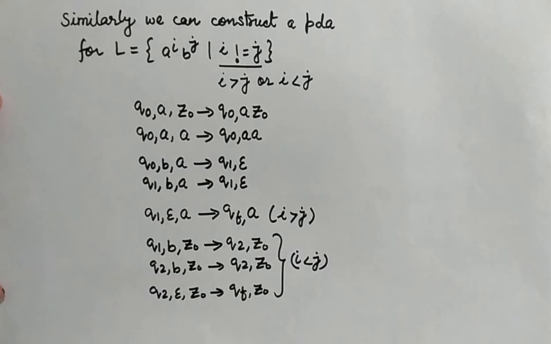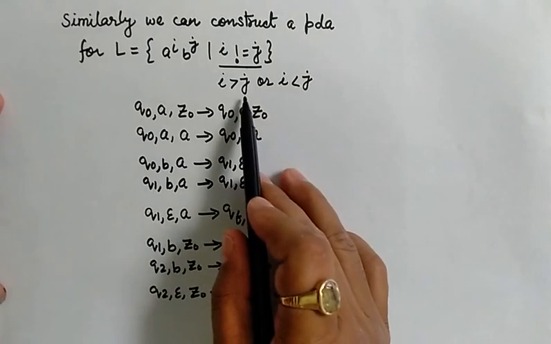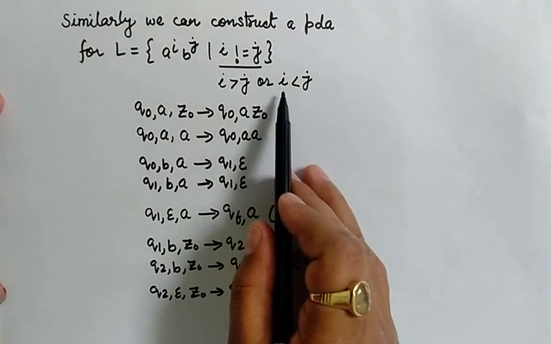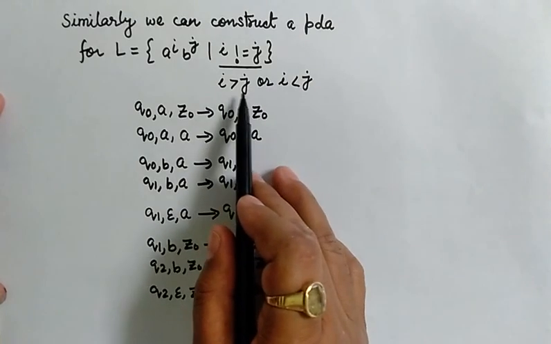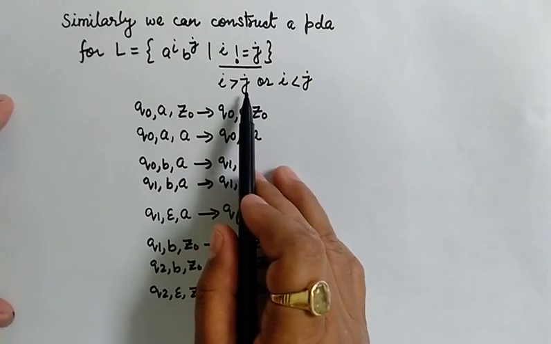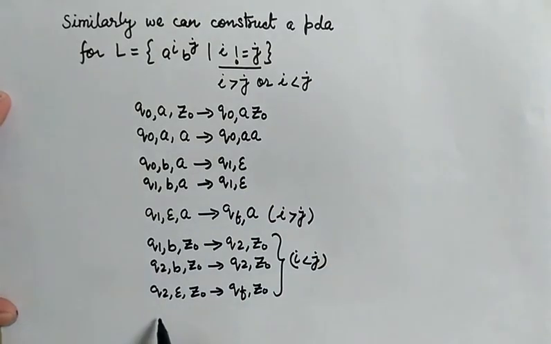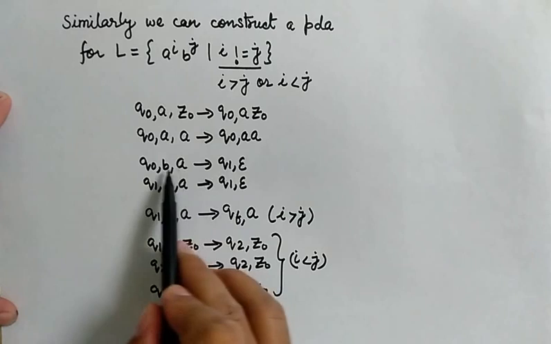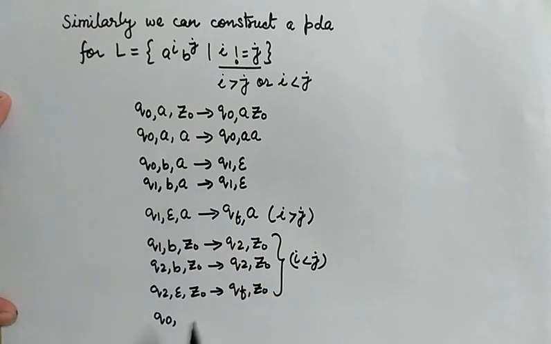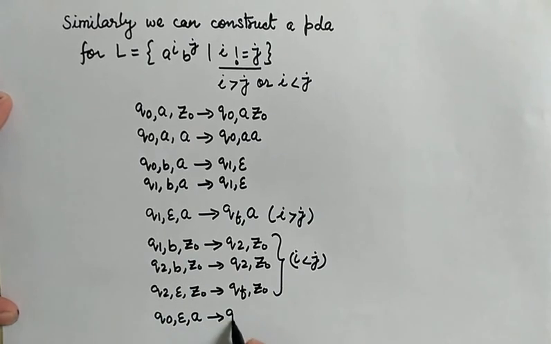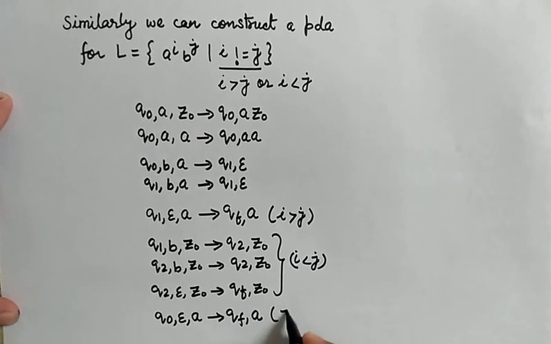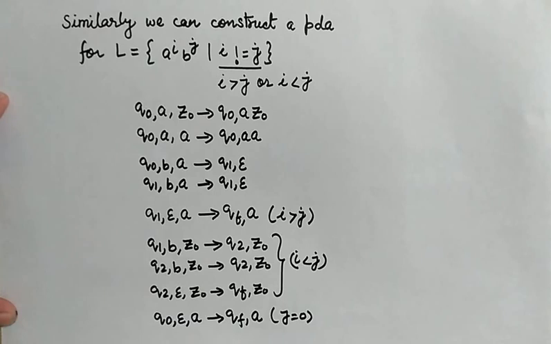And two cases are left now, when J is 0 or when I is 0. That means when I is greater than J and J is 0. In that case, we will not be getting any B in this situation. So this B will not come. The end of string will come. We will get A on the top and we will move to a final state. This is the situation when J is equal to 0.